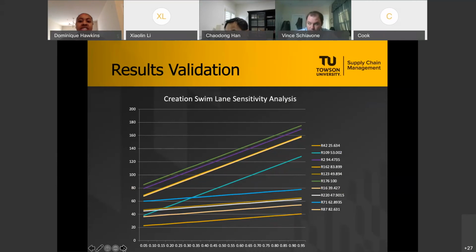And so we picked 10 projects randomly, and you can see on the right in the legend, for example, R42, for that project, the score for the creation swim lane was 25.63. And you can just see where each project fell. So it's definitely a good variety of project scores. And if you look at the chart, it shows very minimal crossing, which is what we were looking for, just to show that our model was in fact stable.